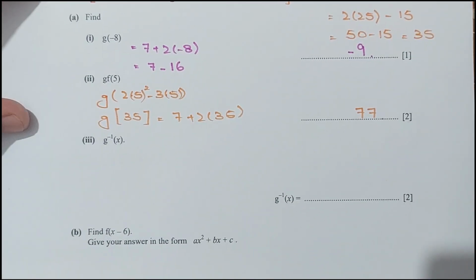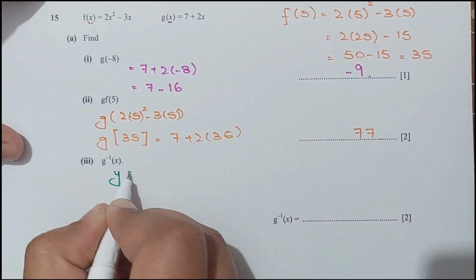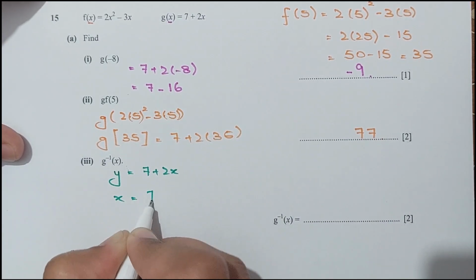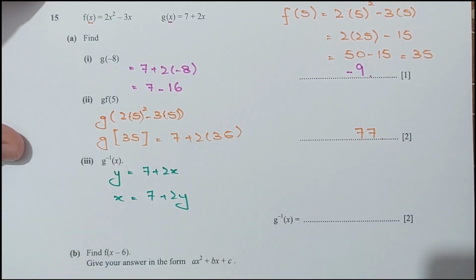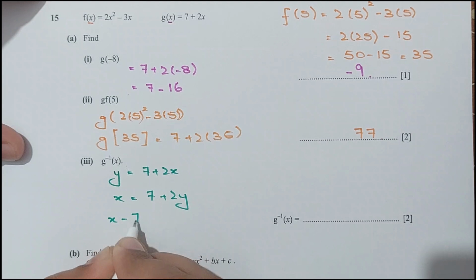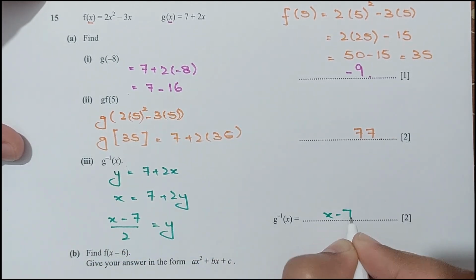Now the third part, g inverse of x. We have g of x. So y equals g of x. And then switch the variables. X would be equal to 7 plus 2y. Now solving for y, that y would be your g inverse. So from x, take away 7 and divide by 2, you have y. X minus 7 over 2 is my g inverse of x.